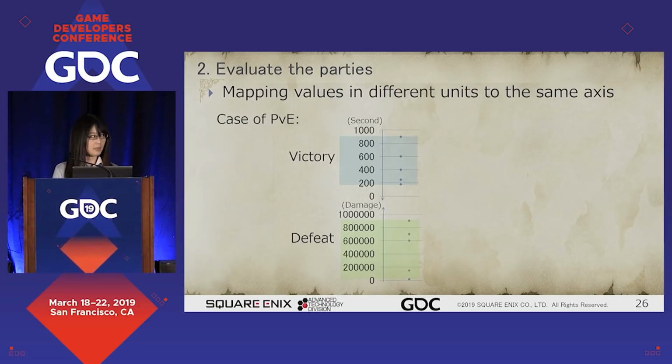In case of PvE, the victory and the defeat evaluation functions are based on two different units: the time in case of victory and the damage dealt in case of defeat. GA needs to compare evaluation values, but it's difficult to compare the values if their units are different. Therefore, we mapped these values to one axis. For PvP, we handle the evaluation value in the same way.